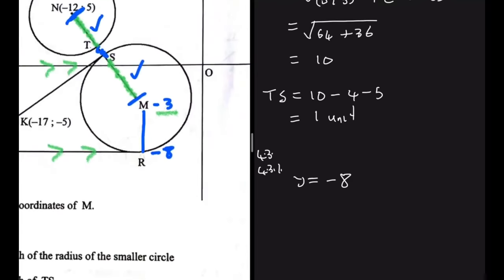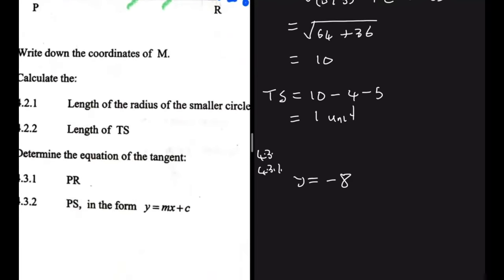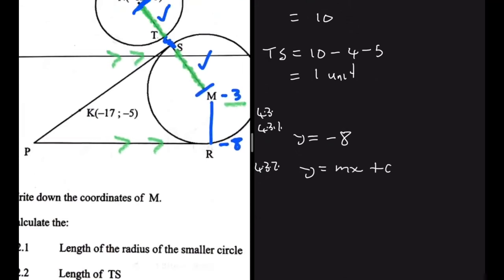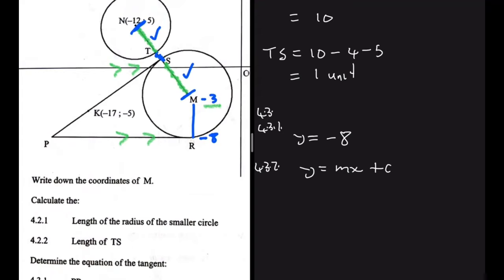But then the really interesting question here is actually 4.3.2. So 4.3.2, we need to find the equation of the tangent PS in the form y equals mx plus c. So let's go and do some analysis. Let me just get rid of all this junk so that we can have a bit of clarity.